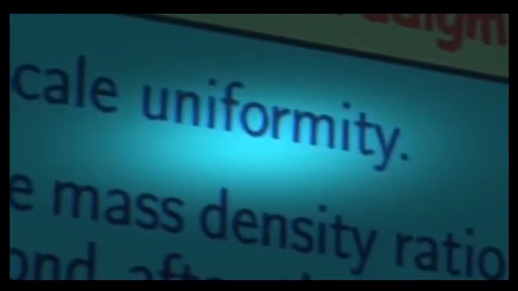So it explains the large-scale uniformity. It explains why the mass density ratio omega was equal to 1 to 15 decimal places at 1 second after the Big Bang. And it predicts correctly that omega is equal to 1 today, where we know, in fact, that that is true to within an accuracy of about 1%. And finally, it explains very accurately the ripples that we see in the cosmic background radiation, explaining those ripples as quantum fluctuations that took place during inflation.